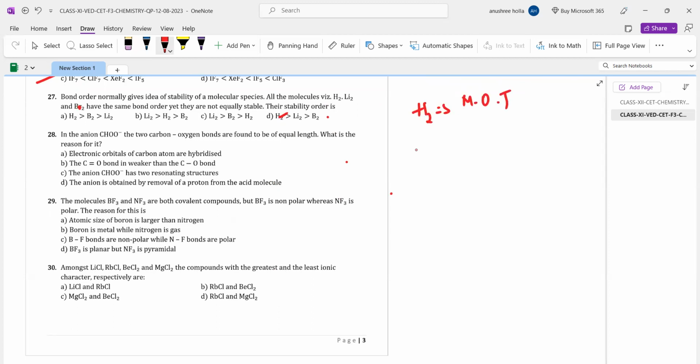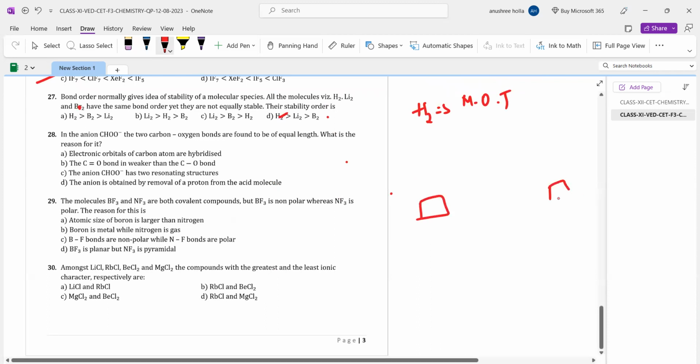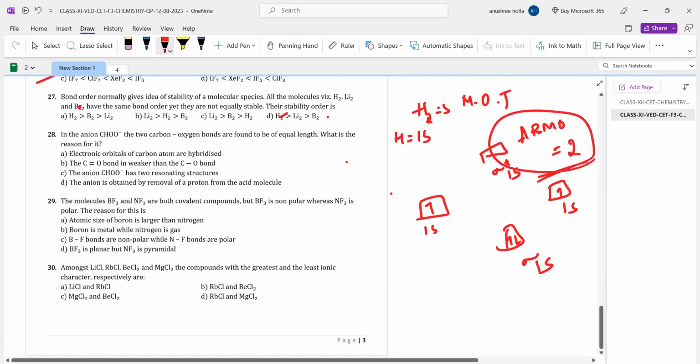So here we'll take help of the MOT again. If you try writing the energy level diagram, in the hydrogen molecule, hydrogen will be having 1s1. So this is sigma 1s, and here sigma star 1s. Right. So how many electrons do we have? We have 2 electrons, 1, 2. So 2 electrons are in the sigma 1s bonding molecular orbital, and we don't have any electrons in the anti-bonding molecular orbital. So ABMO electrons is 0.